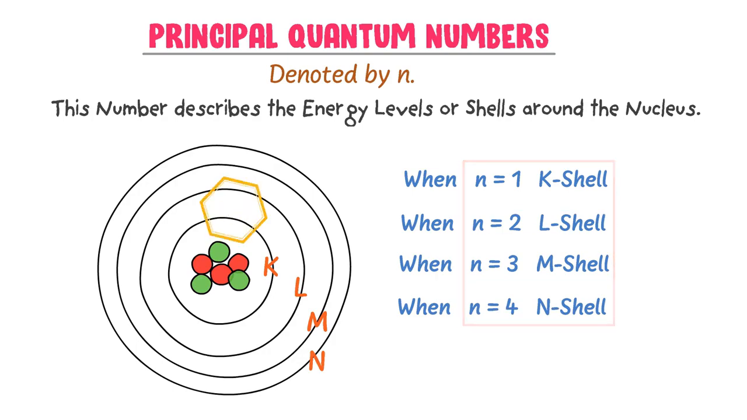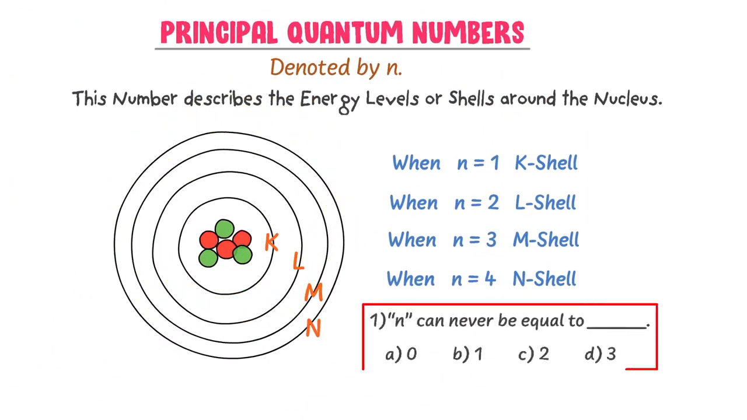Here is a bonus MCQ for you. n can never be equal to dash: 0, 1, 2 or 3. Well, the answer is 0. n can never be equal to 0 because n starts from 1 and goes up to 4.